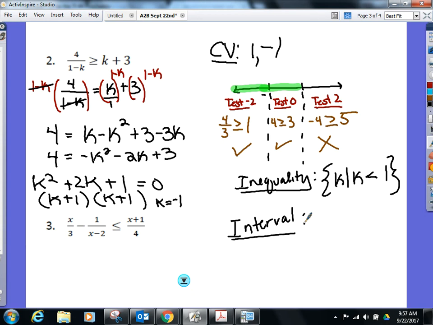What about interval notation? Everything less than 1, how do I write that? Definitely parentheses, right? Because I don't have the or equal to. What's going to go inside the parentheses? What, comma, what? Look at my number line all the way down. Negative infinity to 1.